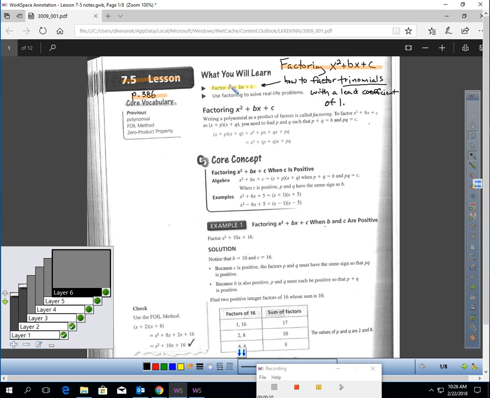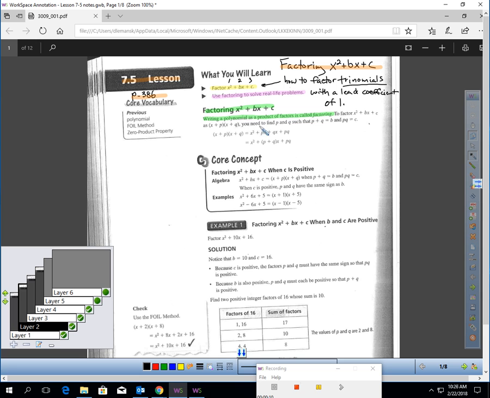So remember, trinomial means three terms. Let me write them down. You have 1, 2, 3 terms. There's a trinomial. I'm going to learn how to factor those when the lead coefficient, the number in front, is 1. You will also learn how to use this factoring to solve real-life problems.